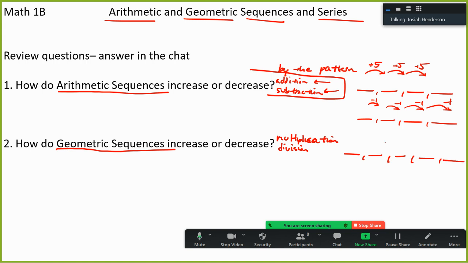These are empty spaces, just for example. You're timesing some same number over and over again. Times by 5, times by 5, times by 5, for example. Or maybe we have a division one, where it looks like we're dividing by 2, dividing by 2, dividing by 2.